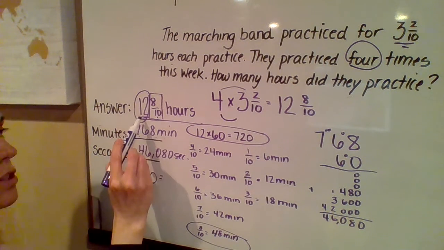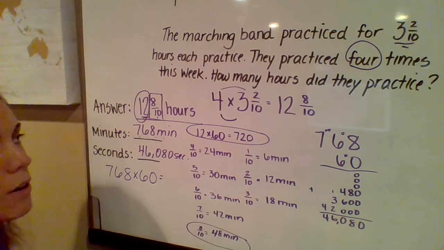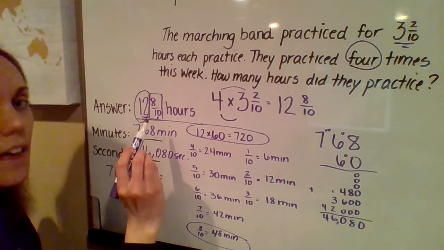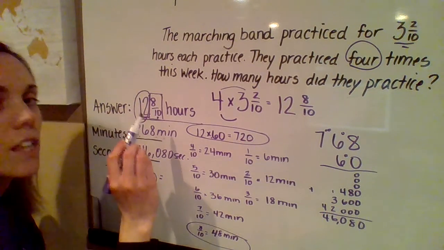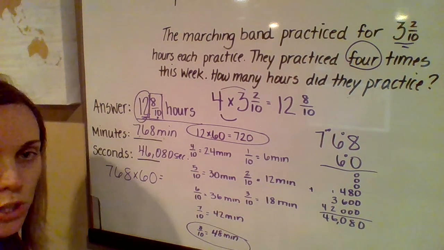I think this is the hardest. Remember, first convert your whole number, this number times 60 because there's 60 minutes in an hour. Then you have to figure out how many minutes is each 10th of an hour or each 5th of an hour or each 3rd of an hour. Okay, that's what you're going to do.